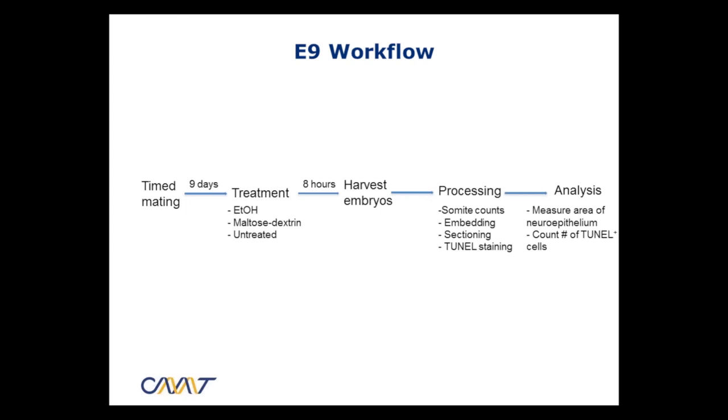Once those embryos are harvested, they're processed, somites are counted to verify the timing of embryonic development, and then the embryos are sectioned, put on slides, and stained. TUNEL staining is a way of identifying or marking cells that are undergoing cell death, so that we can measure or quantify this alcohol-induced cell death in the 9-day-old mouse embryo. Next slide.